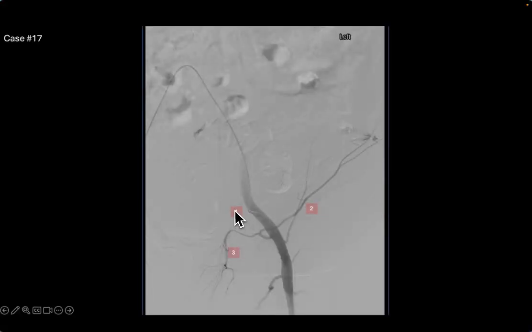So going through our structures, one is our external iliac artery. Two is going to be our inferior epigastric. This is our deep circumflex iliac here. And then this structure here is actually going to be a corona mortis variant, basically where the obturator is coming off of the inferior epigastric here, and it's crossing over the pelvic brim. So this is an important variant for trauma.